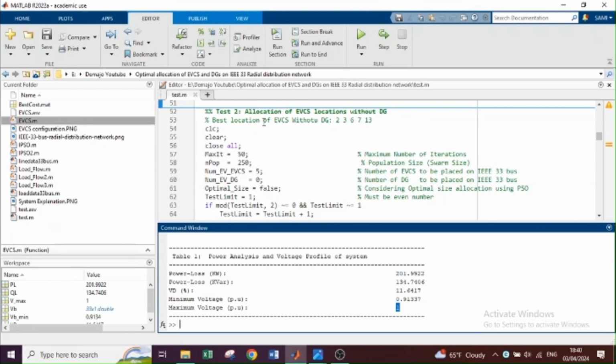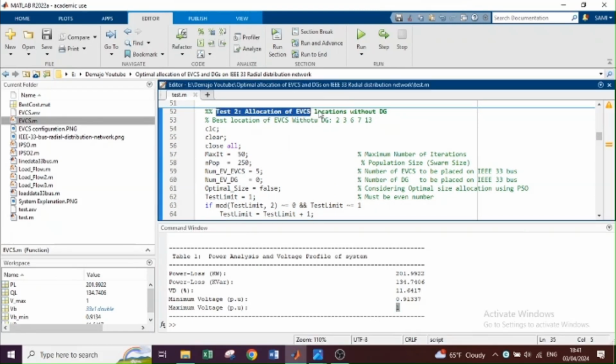If you go into the second test, you will see that the best locations for the EV charging stations are determined at 2, 3, 6, 7, 13. There's an explanation for this, and I'll explain this one at the end of this video.